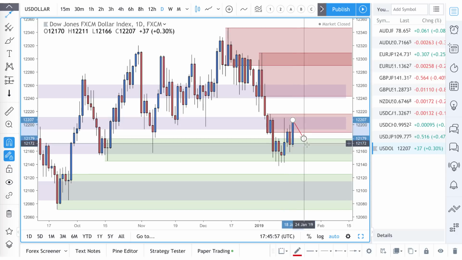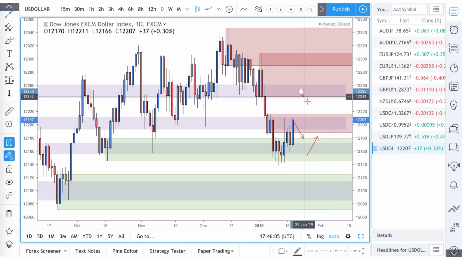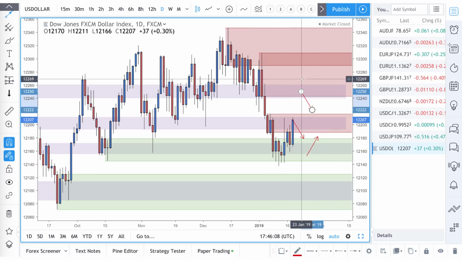We are up into the supply zone. If you head back down into this demand zone again, you could look for buying opportunities on other forex pairs, and again those are your options right here.